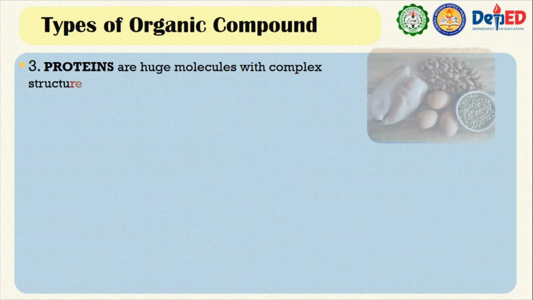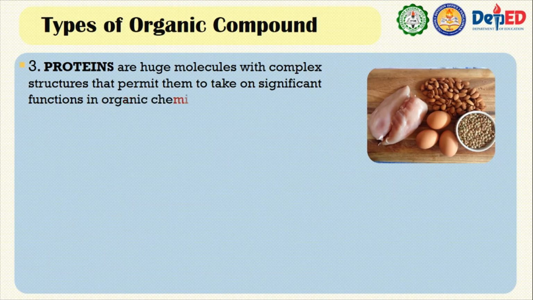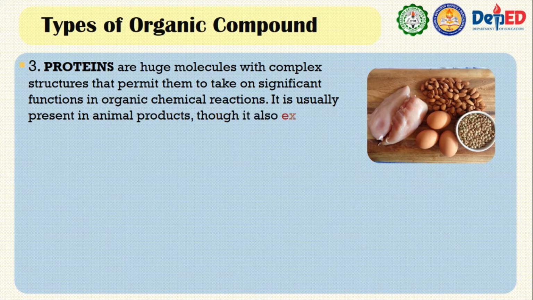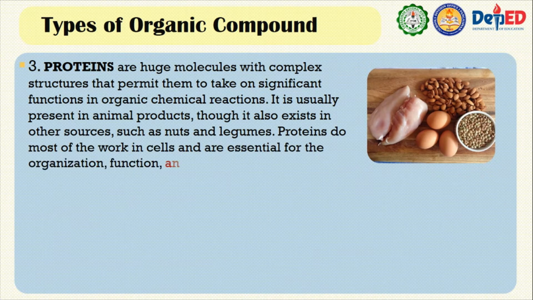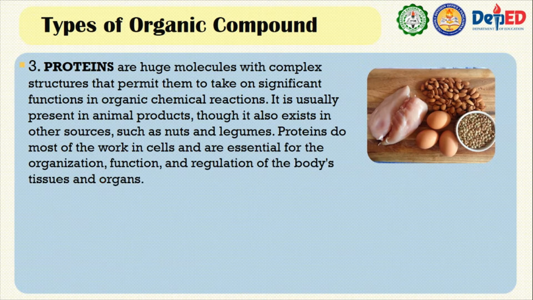3. Proteins are huge molecules with complex structures that permit them to take on significant functions in organic chemical reactions. They are usually present in animal products, though they also exist in other sources such as nuts and legumes. Proteins do most of the work in cells and are essential for the organization, function, and regulation of the body's tissues and organs.